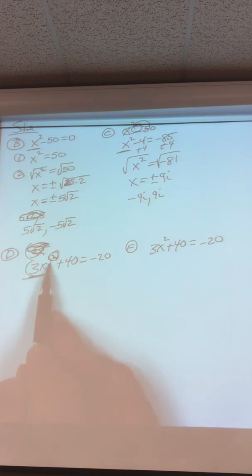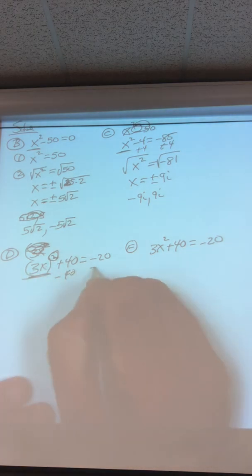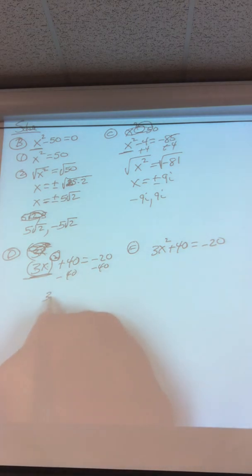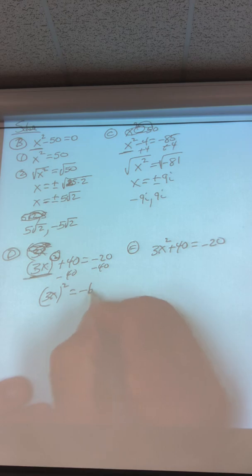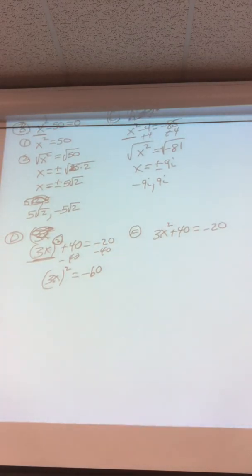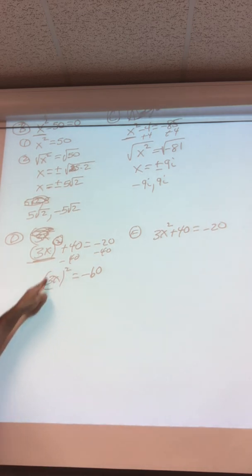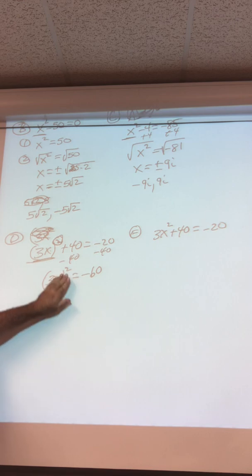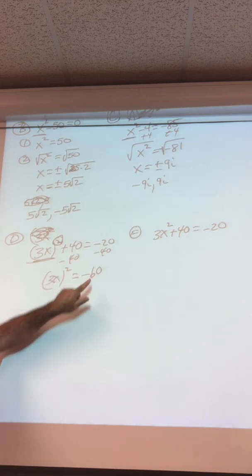The square is above a parentheses. So the square is on the 3x. So I'm going to subtract 40 from both sides. And if you'll remember, I said in the last video, it doesn't have to just be an x squared. It can be some x stuff squared. All right, so there it is. Now, what is the squared term by itself? Yes, squared term, constant term.